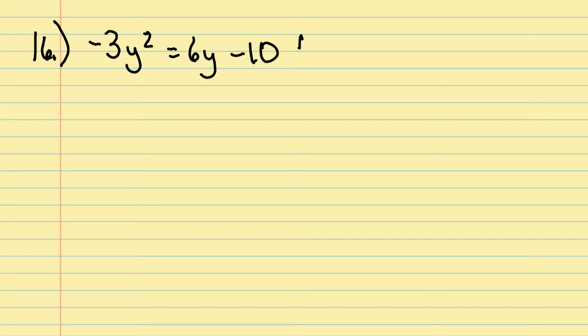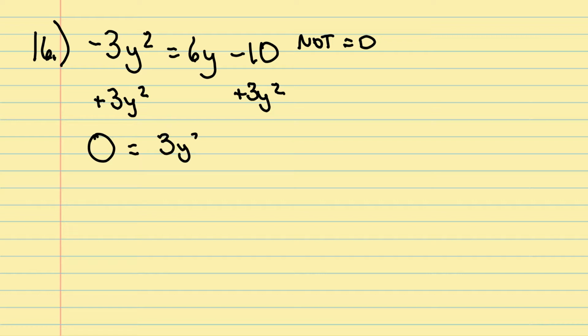Alright, so 16 does not equal 0, so I can't find A, B, and C yet. So the first thing I have to do is make it equal to 0. That's why I add 3y squared to both sides. Remember, 3y squared is not a like term. So the left side becomes 0, and I have to rewrite the right side as 3y squared plus 6y minus 10. Now remember, order doesn't matter. I mean, you should always put the y squared first, then the y, then the number.